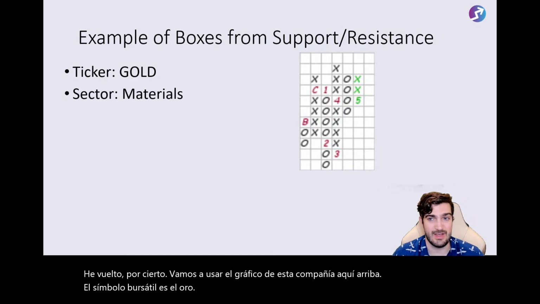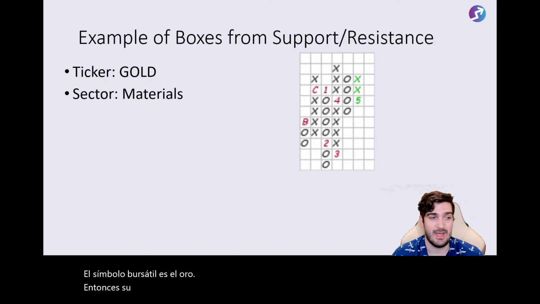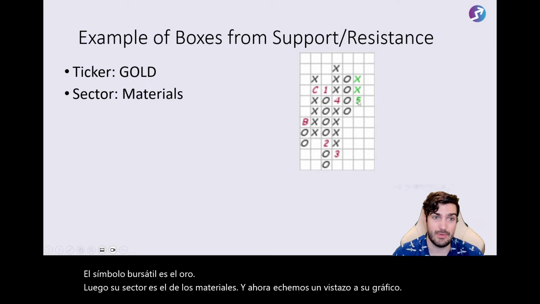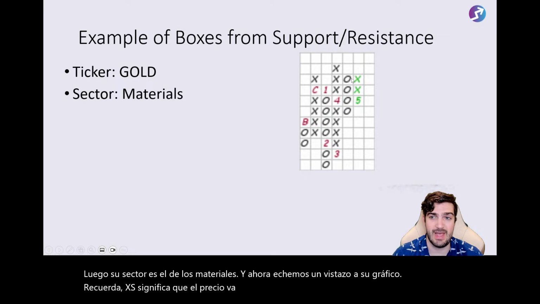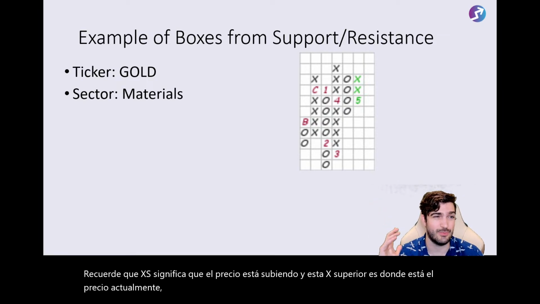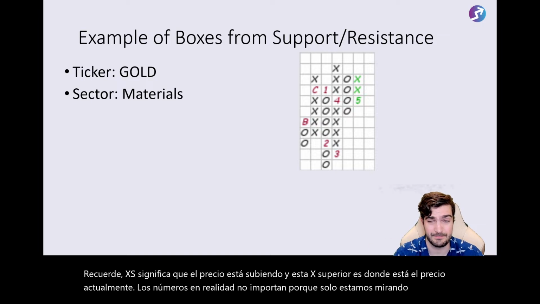Then its sector is materials. And now let's take a look at its chart. Remember, X's mean that the price is going up. And this top X is where the price is currently. The numbers don't actually matter because we're just looking at the number of boxes here.